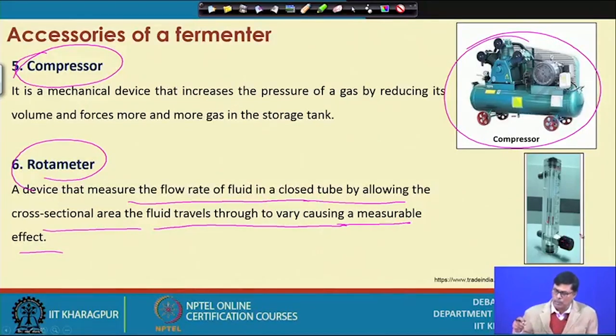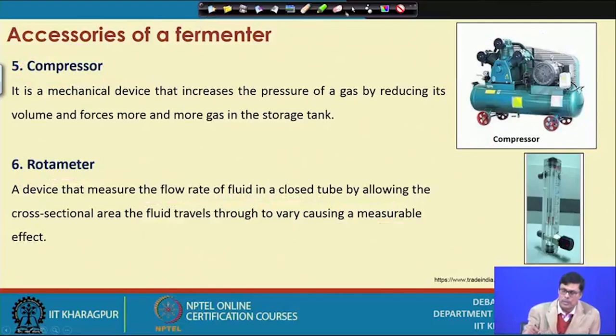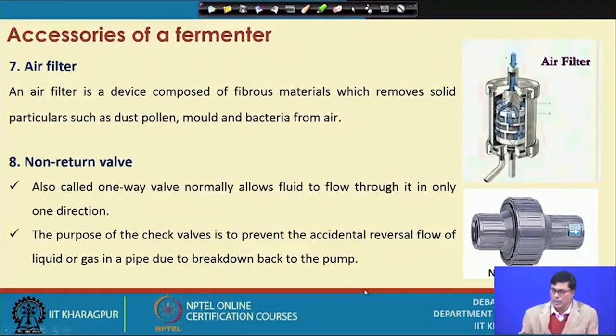Now here, this is the knob. By opening and closing, we can control the flow rate of air. That can be done very easily. This is the rotameter, which is easy to handle. This is the air filter that we have.